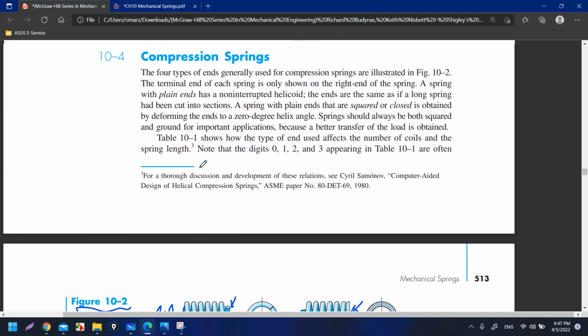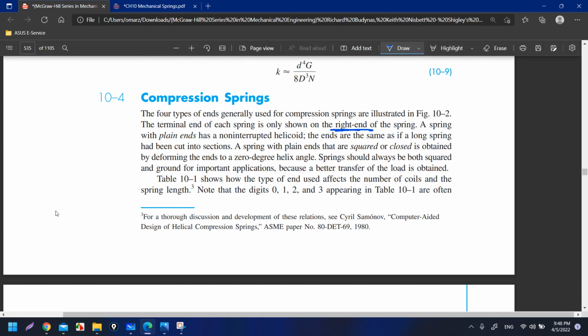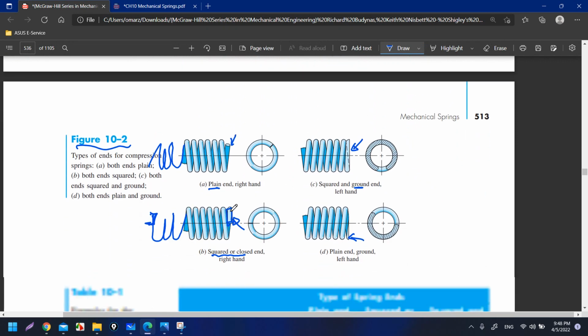So if you read the book, the four types of ends generally used for compression springs are illustrated in figure 10.2. The terminal end of each spring is only shown in the right end of the spring. Yani this figure only shows the right end, okay. So when I say it is plain end, the meaning of this is not only one end, it means both ends, okay, both ends plain. As this one, he said both ends plain. You only can see this end, the right end, but if you continue drawing, you will see the other end, the left end, okay. Here also it is ground.